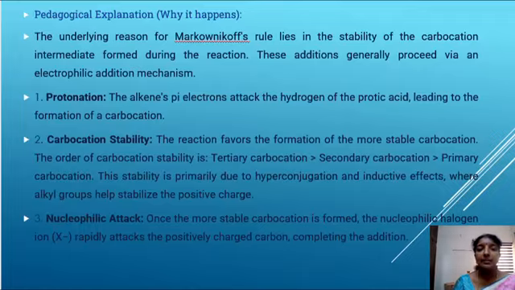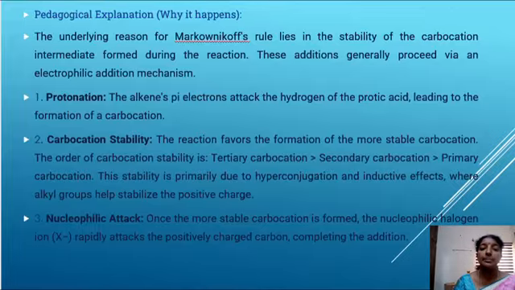Why does it happen? The underlying reason for Markownikoff's rule lies in the stability of the carbocation intermediate formed during the reaction. These additions generally proceed via an electrophilic addition mechanism. The mechanism primarily involves protonation. The alkene's pi electrons attack the hydrogen of the protic acid, leading to the formation of a carbocation. And the stability of the carbocation is very important while explaining the mechanism of Markownikoff addition. The reaction favors the formation of the most stable carbocation.